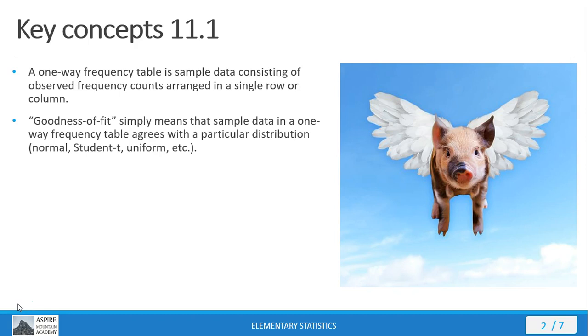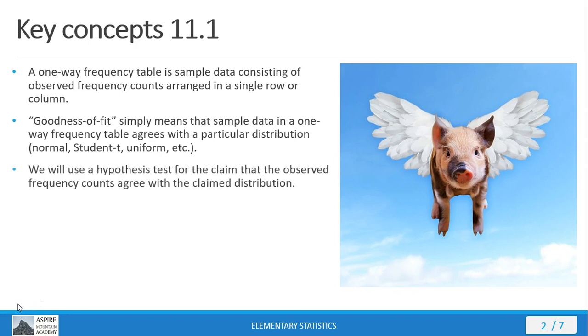Goodness of fit simply means that the sample data we see in our frequency distribution agrees with some other particular distribution. So the two distributions are matching, okay? The particular distribution we match it with could be anything, really. We could look at the normal distribution, the student t distribution, the uniform distribution, the F distribution, the chi-square distribution, any distribution we can compare it with. That's just what that is.